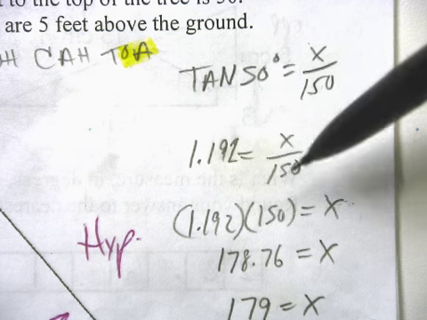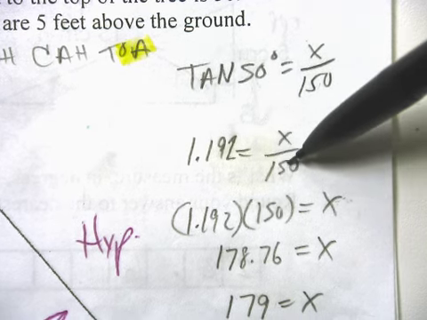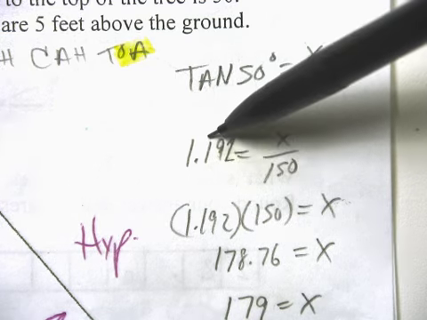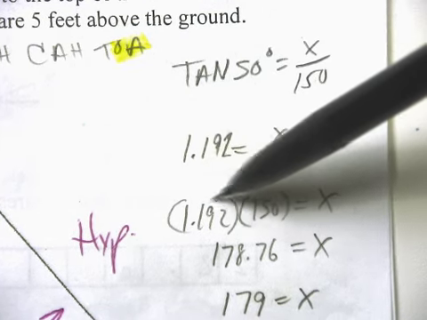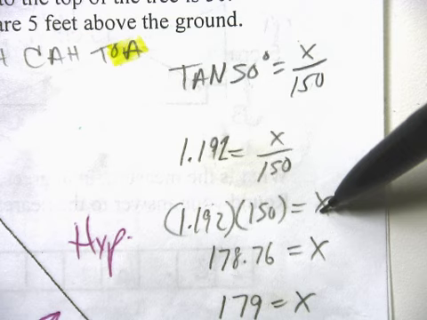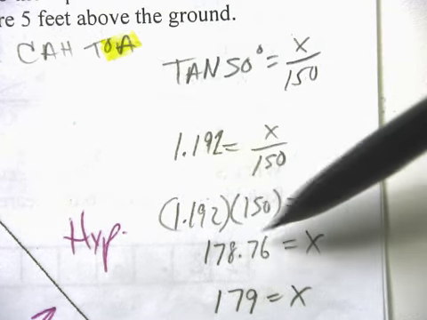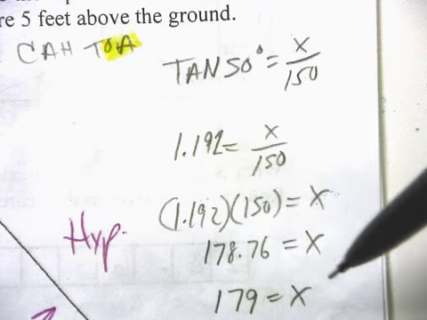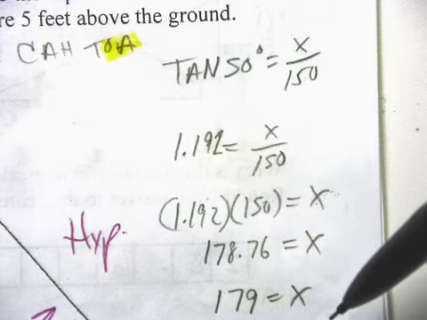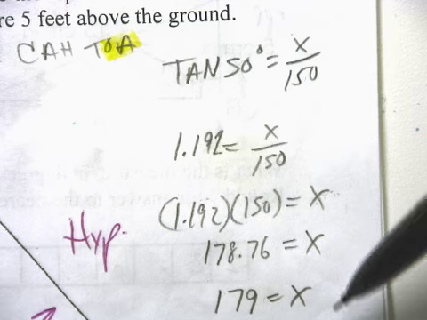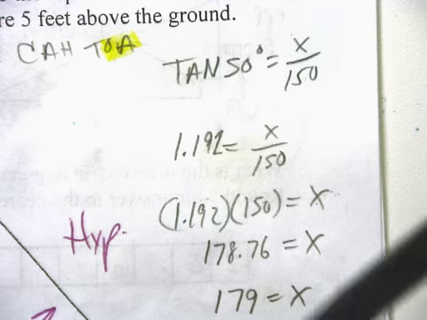By now, you should know that the first thing you want to do is get rid of that denominator. How do I get rid of it? To get the x by itself, I multiply across the equal sign. So I'm multiplying these two together, and I look at that, I got x by itself, right? That's what I wanted to do. When I multiply them together, I get 178.76, which I can round up to 179 because they're asking me to round to the nearest whole number.